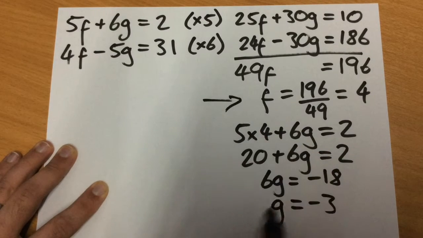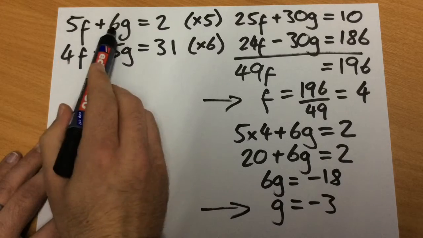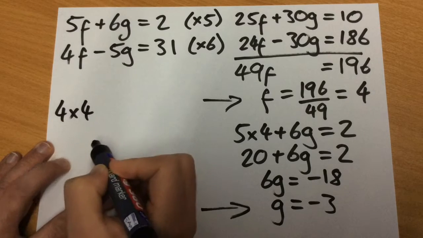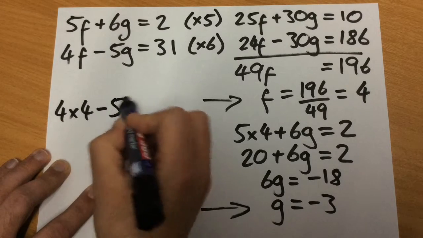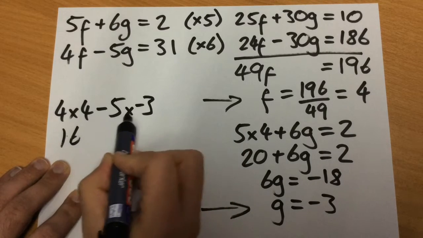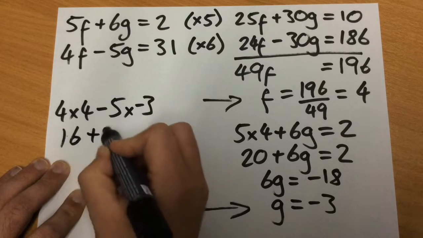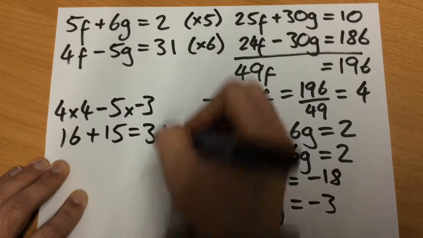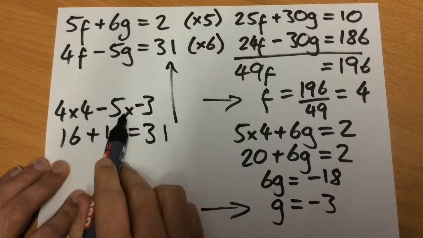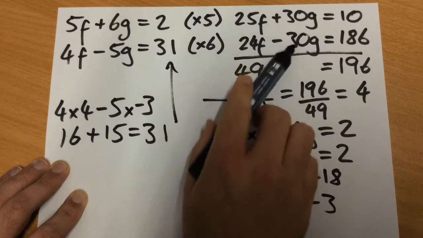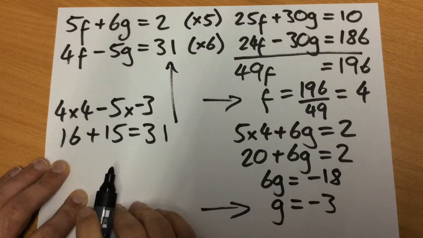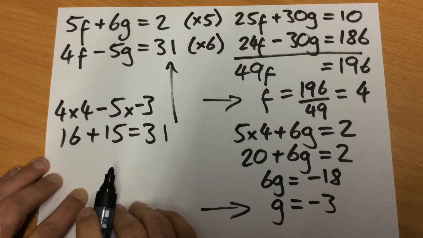So we've got our f value, we've got our g value. We used the top one. Let's just check in the bottom one that it works. 4 times our value of f, which is 4, minus 5 times our g value of minus 3. This is 16. Minus 5 times minus 3 is plus 15, which equals 31, which is the same as that one up there. Be very careful, of course, when you've got negative numbers. Be very careful to make sure you're adding things rather than subtracting, as we have been doing in the other examples. And just be a little bit careful with this style. You should be okay if you practice it.